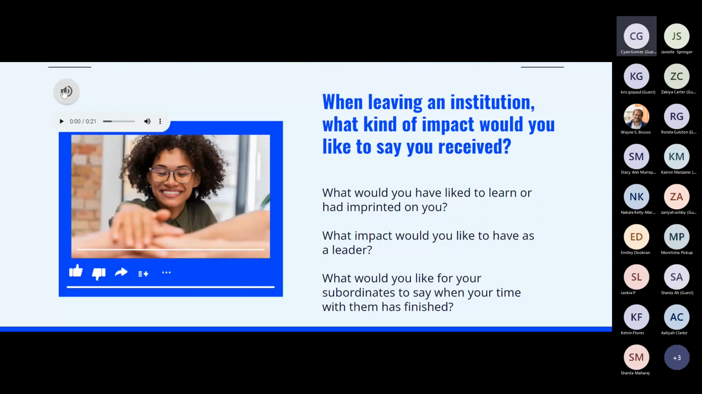To end it off, answer me this. When leaving an institution, what kind of impact would you like to say you received? What would you have liked to learn or had imprinted on you? What impact would you like to have as a leader? What would you like for your subordinates to see when your time with them has finished? Okay, that was a lot of questions, but you all can choose any one that you see on the screen and just let us know your thoughts, opinions.